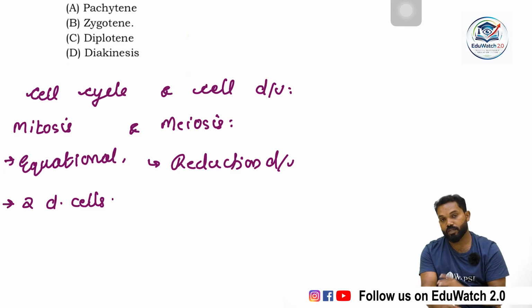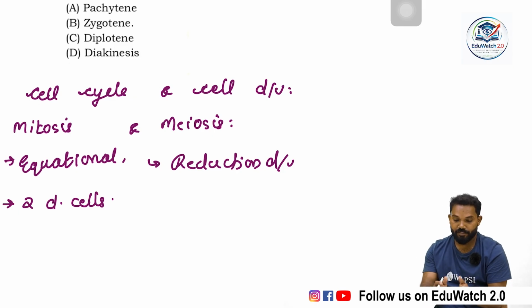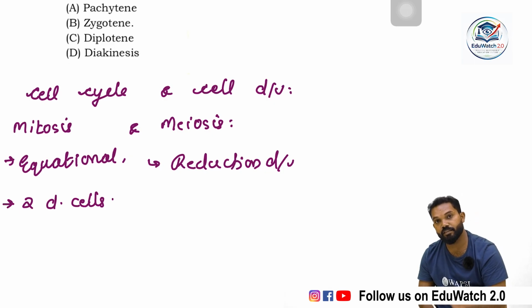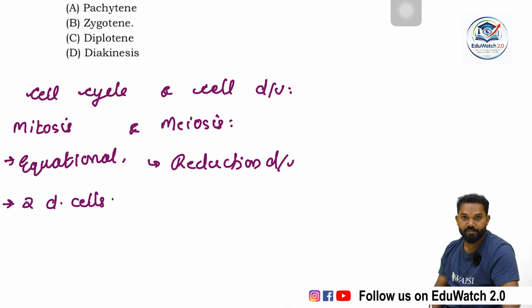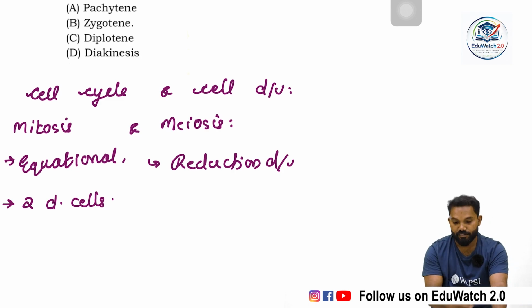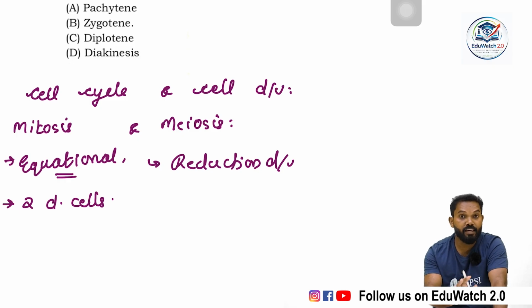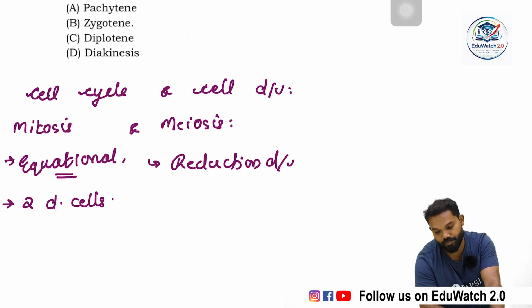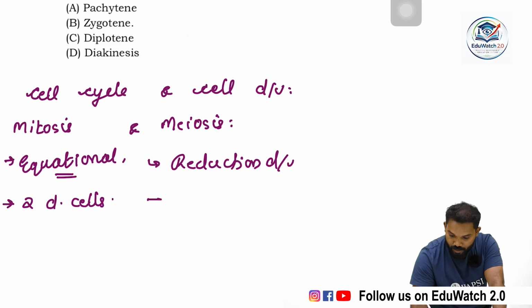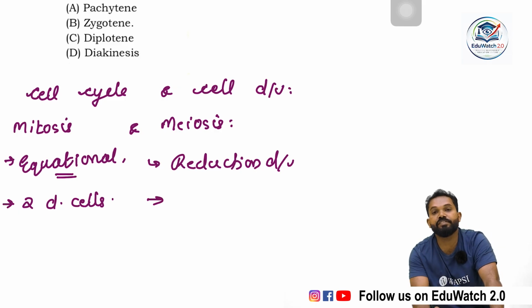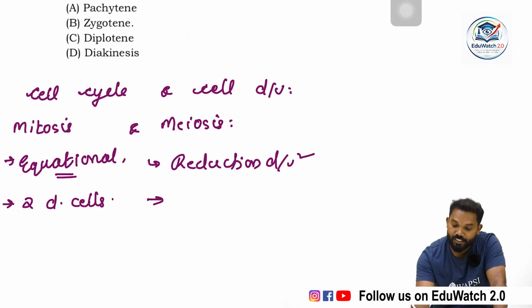That means the quantity, the chromosome number, and these characters are equal among the two daughter cells. They are two equal halves of their mother cell, and their chromosome number is exactly similar to the mother cell. So the division is known as equational division. Mitosis is generally known as equational division, and the next division, meiosis, is reduction division.